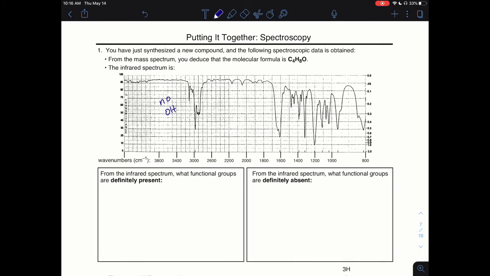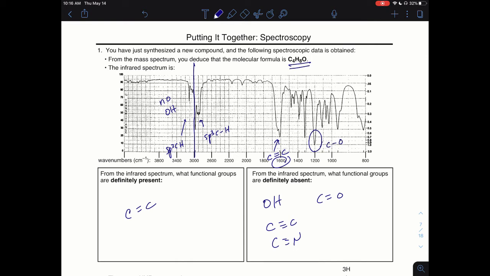So there's no OH. Then we're going to draw a line at 3000. It does look like there are sp2 CHs and sp3 CHs. That is confirmed, or some evidence is added to that, with this weird peak that's around 1600, so I think it's an alkene. So definitely present: alkene, double bond. Definitely absent: there's no OH, there's no triple bonds, there's no carbonyl. Oh, this looks interesting, though. That looks like a C-O single bond. And there is an oxygen in this molecule.